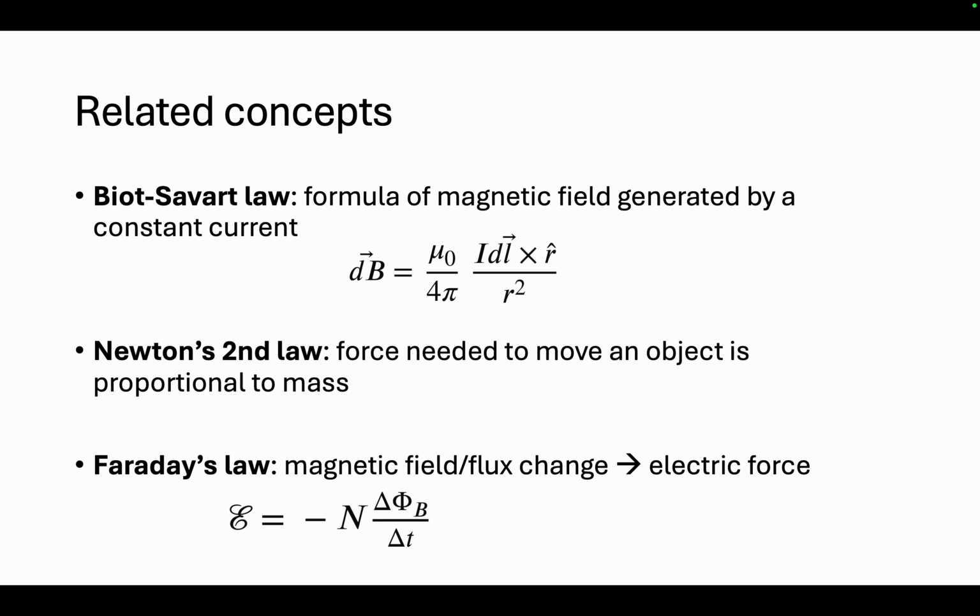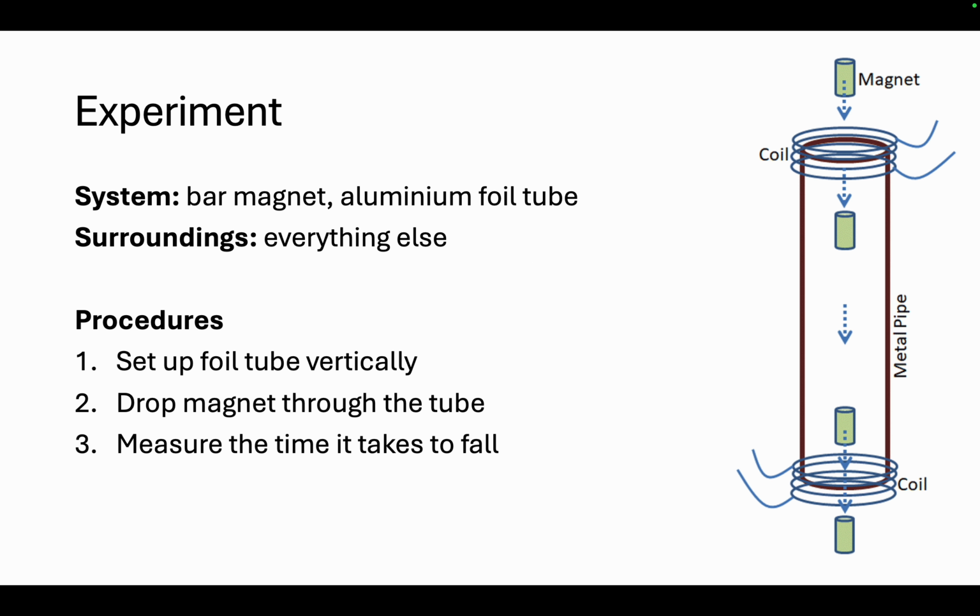Related concepts include the Biot-Savart law, which is a formula of the magnetic field generated by a constant current; Newton's second law, which is F equals m times a, and it means the force needed to move an object is proportional to its mass; and finally Faraday's law, which means a magnetic field or flux change leads to electromotive force. The experiment, as you can see in the right image.